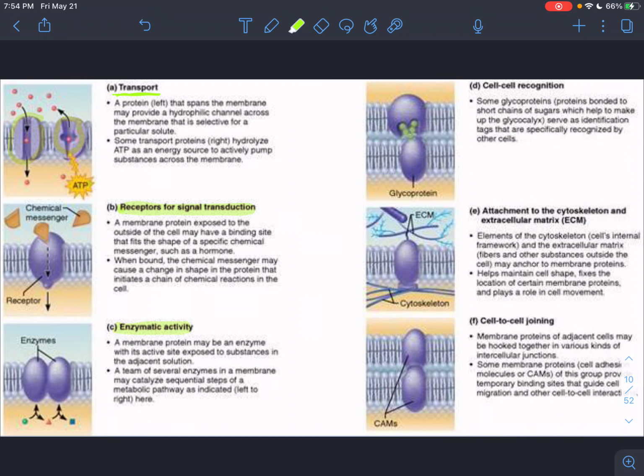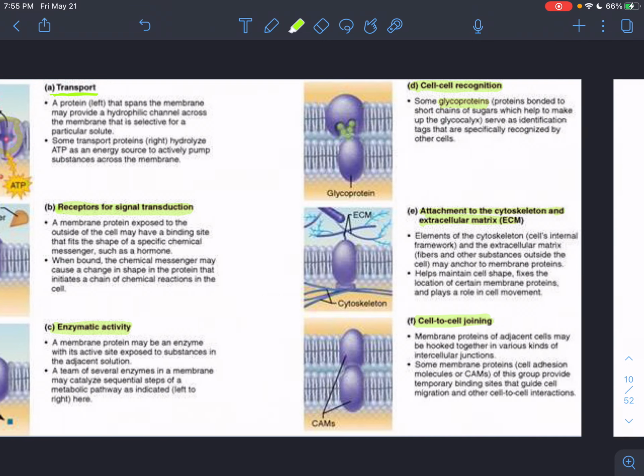You can have proteins that have enzymatic activity, cell-to-cell recognition with the glycoproteins. We have just proteins that are places for attachment to help stabilize the cell. And then proteins that are functioning in cell-to-cell joining, so connecting cells together to help stabilize those. Okay, and a lot of this we're going to talk about in more detail here, so I just skimmed through this, but I would definitely look through this in your book. The book gives good examples of all of these.